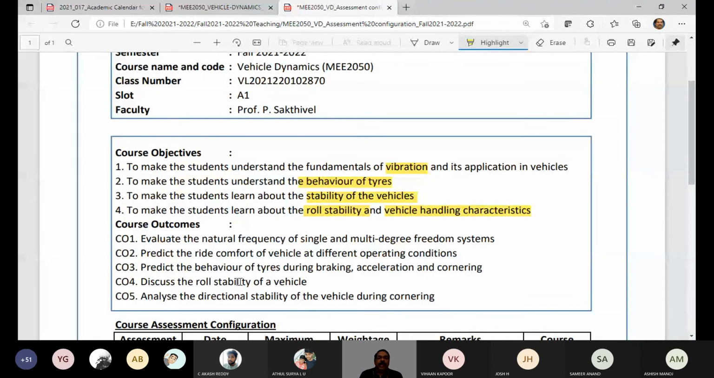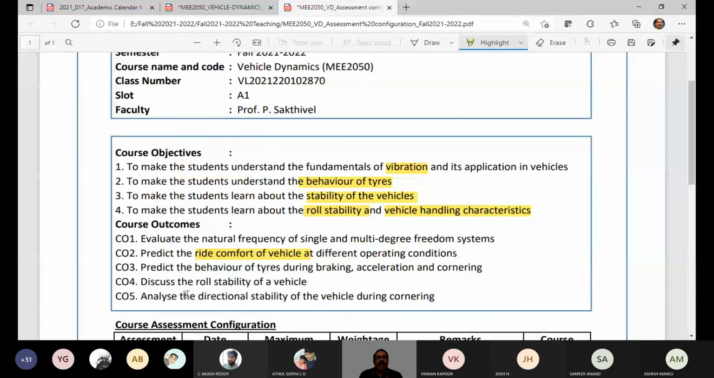And you would be able to predict the ride comfort of a vehicle. So what do you mean by ride comfort? That's what I was telling, the vertical dynamics part of our vehicle dynamics course. And this ride comfort under different operating conditions we would be able to predict at the end of this course.